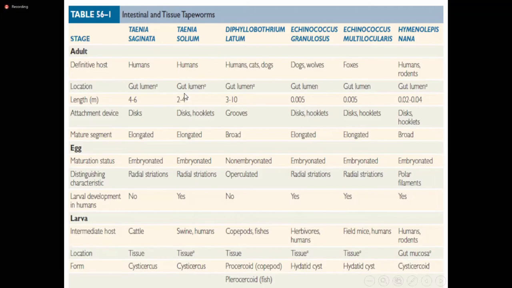Definite host: human. Location: in the intestine. The length is in meters; Taenia saginata is a bit longer. Attachment by disc. The eggs are embryonated, and they have radial striation, like transverse lines around the eggs. Intermediate host: saginata in cattle, Taenia solium in swine. And the disease that they can lead to is called cysticercosis, caused by cysticercus. I will explain it to you in a moment.